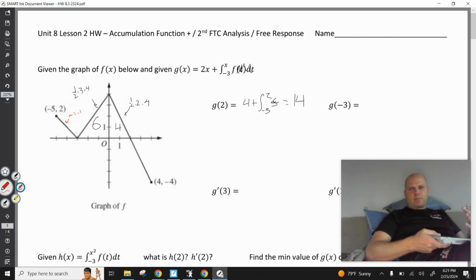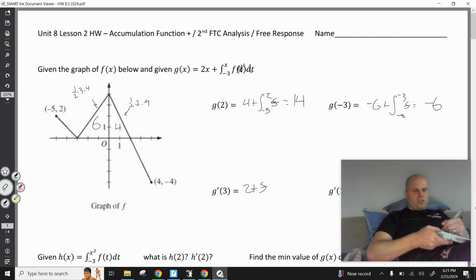For some reason the AP exam sometimes likes to trick you up and not put points at whole numbers on lines. So being able to adjust and adapt based on a slope is something that a lot of students have difficulty with. Negative 6 plus the integral from negative 3 to negative 3. Oh, gosh, what? I was thinking we went to negative 4. I'm off. Okay. G prime of 3 equals 2 plus F.